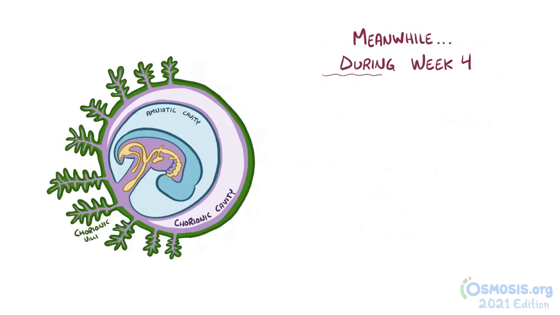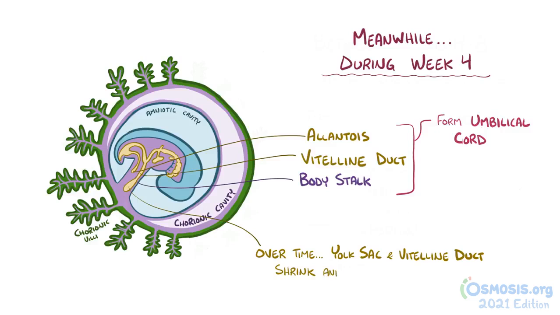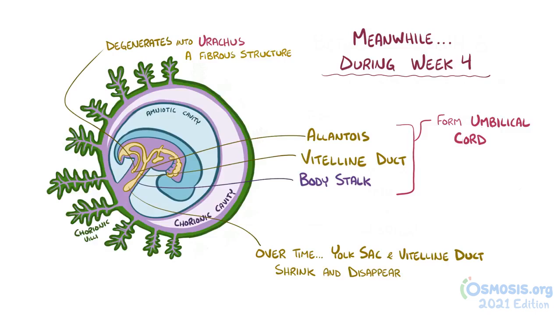Meanwhile, during week 4, the allantois, the vitelline duct, and the body stalk combine to form the umbilical cord. Over time, the nutritious contents of the yolk sac get used up, and the yolk sac and vitelline duct shrink and eventually disappear. The allantois degenerates into a fibrous structure called the urachus that remains attached to the urinary bladder.